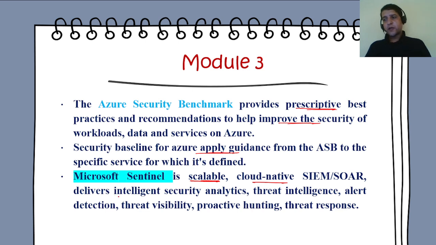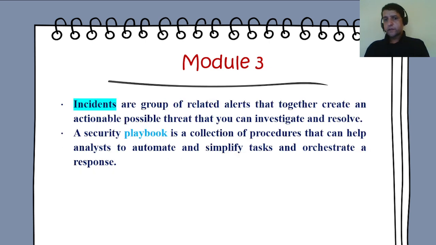So there was a question based on this scenario. They were asking what is that device which is scalable, cloud native. It's a SIEM or SOAR. Particularly you can see this term: security information and event management, and security orchestration and automation. It's just doing automation and all that. So it delivers intelligent security analytics, threat intelligence, alert detection, threat visibility, proactive hunting and threat response. So these are the features for Microsoft Sentinel.